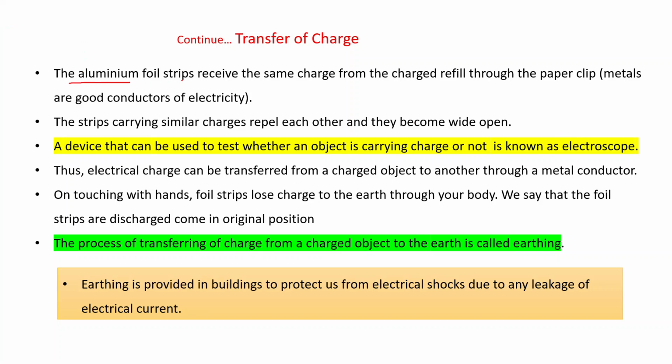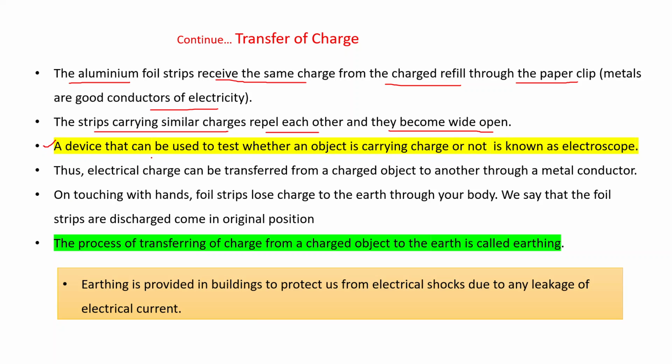The aluminum foil strips receive the same charge from the charged refill through the paper clip, which is made of metal. That is metal paper clip. As we know, metals are good conductors of electricity. So, when we touch the rubbed refill to the paper clip, okay, this paper clip becomes charged. Okay, and this charge is passed to the aluminum foil, and both the aluminum foil get the same charge, so they repel each other. So the strips carrying similar charges repel each other and they become wide open.